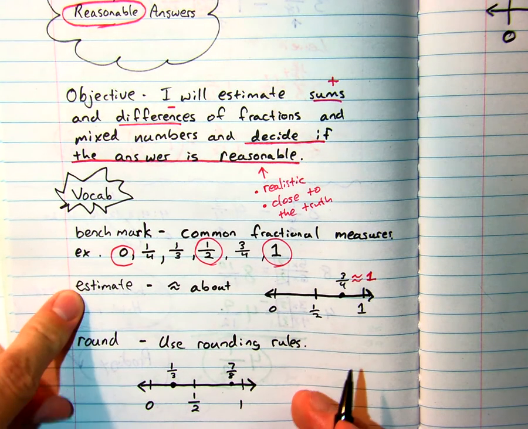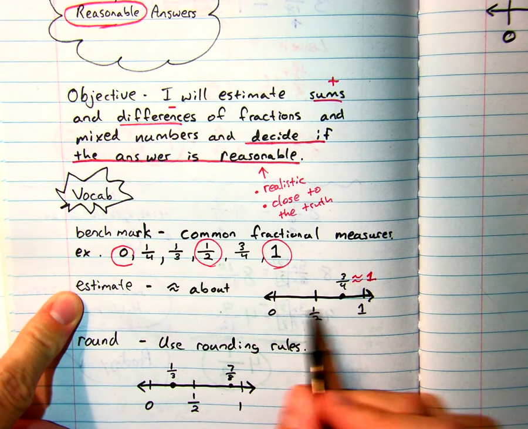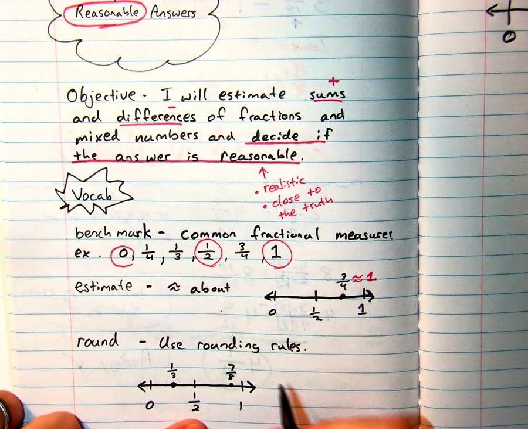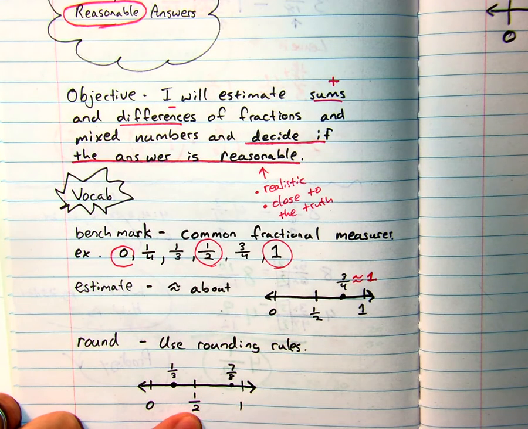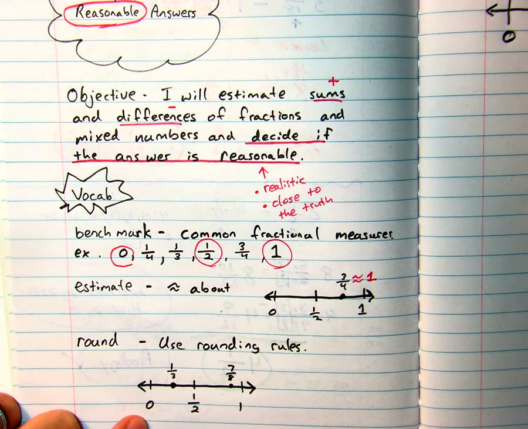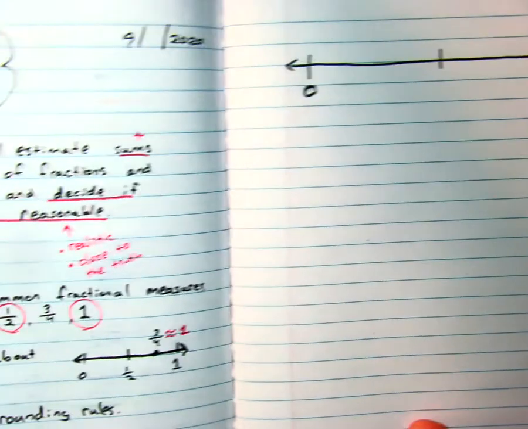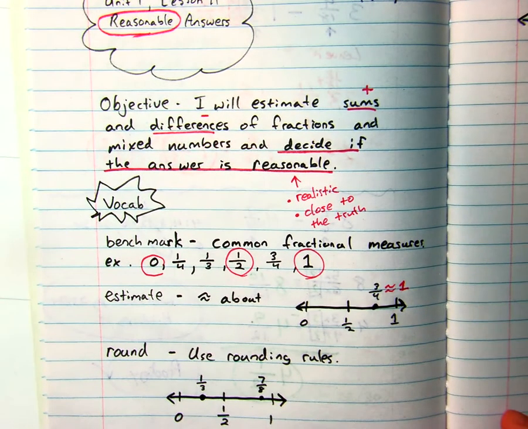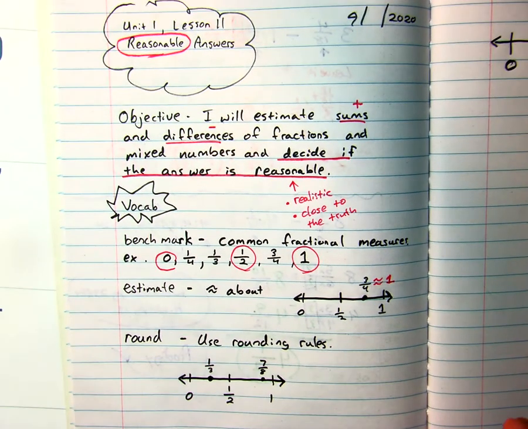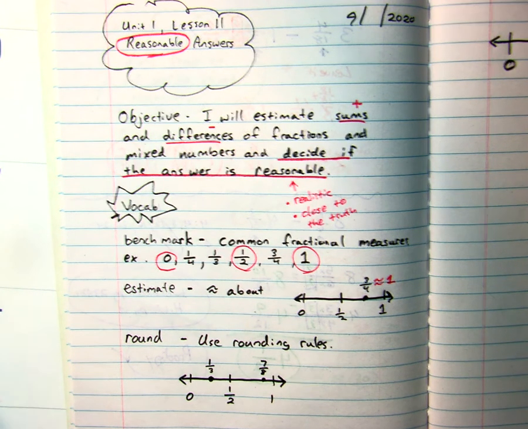Estimating is more about visually finding the space and saying it's about, but with rounding we have rules. If we go past the halfway mark, we need to round up. If it's less than half, we need to round down. All right. Let's take a look. If you need to get caught up on your notes, you can go ahead and pause here. And if you are ready, you can come on with me to the next page.